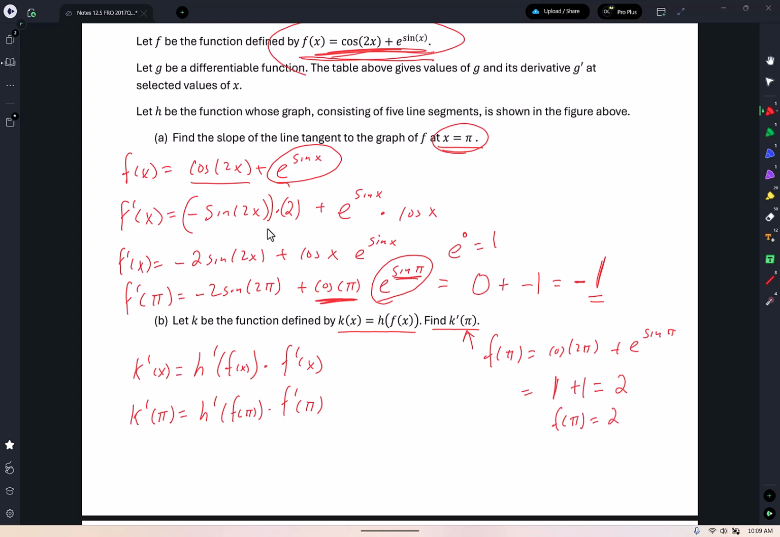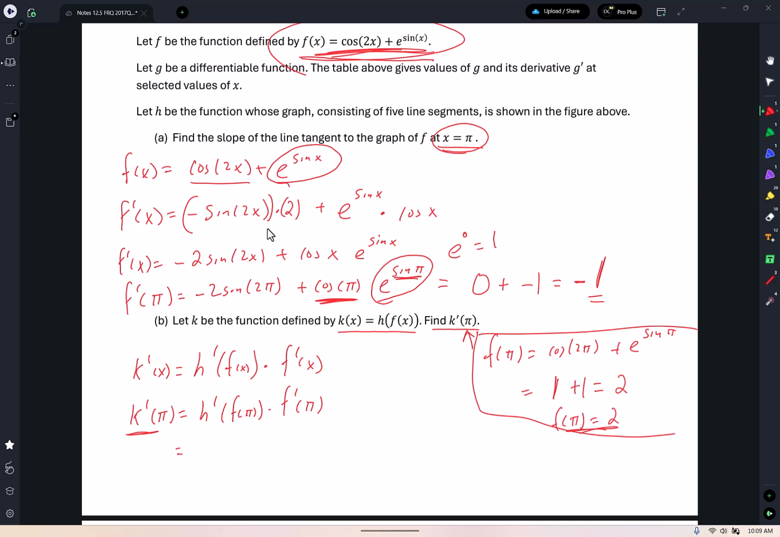I haven't solved anything. I haven't solved for k prime yet. This was given, not directly. I just plugged in pi for f. All right, it was given to you, f? Okay. Here we go, guys.